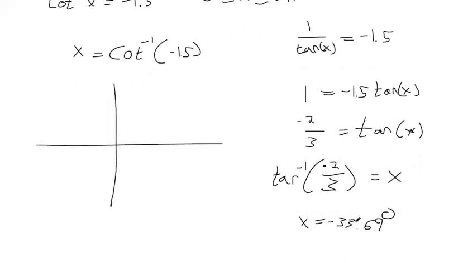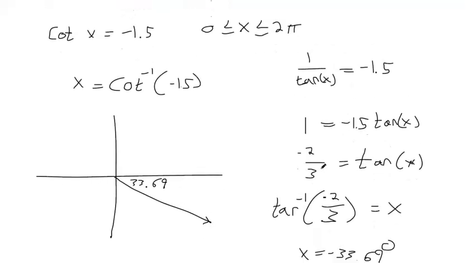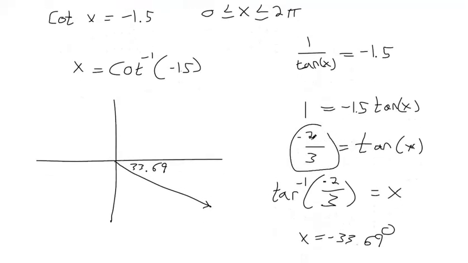So we got to draw negative 33.69 to help us out. When you draw an angle, this is where you start from. And a negative degree means you rotate the opposite direction. So this is negative 33.69. So it's got a reference angle right here. Okay? That's where tangent is negative. We got a negative value for tangent, negative 2/3, right?